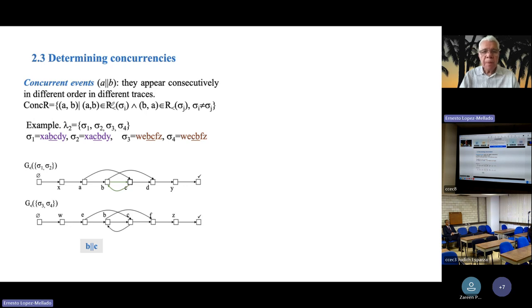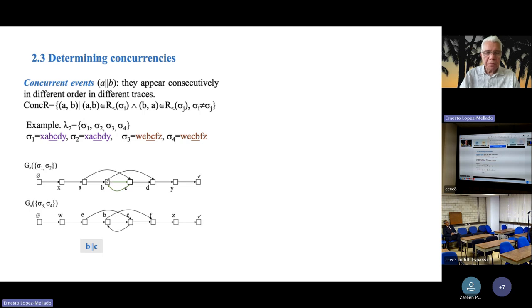precedence relation and has been seen as C in another trace in a different order in the precedence relation of the other trace. In this example, we have the subsequence BC and then the subsequence CB. So these two events are concurrent. This can be seen in the event precedence graph.